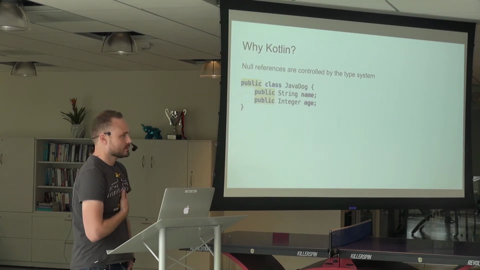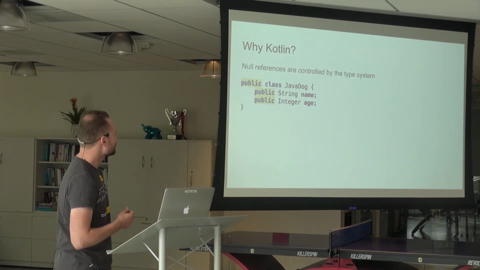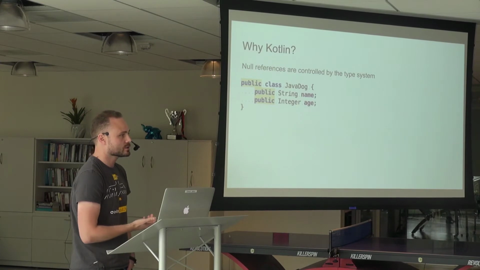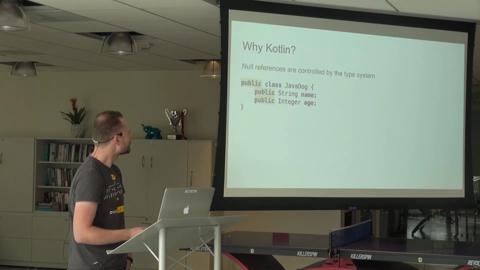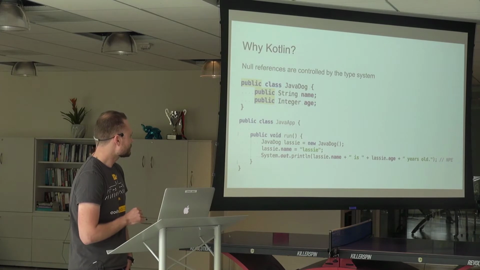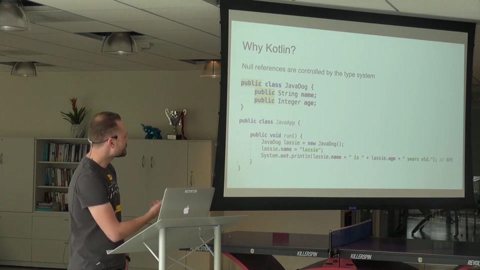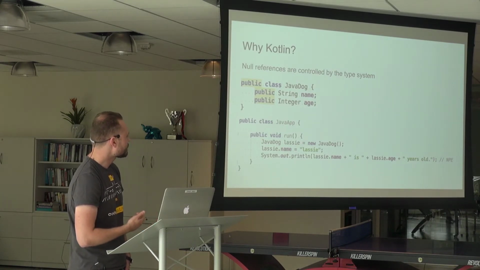So in Java, I'm going to show a couple of code examples. I hope they're not too verbose. I tried to keep them small. Let's say you have a dog. This is a Java dog. It has a name and an age. And let's say you want to use this dog somewhere. So you create a new dog, and you assign its name Lassie, and then you want to do something with the values. And here you'll get a null pointer exception.